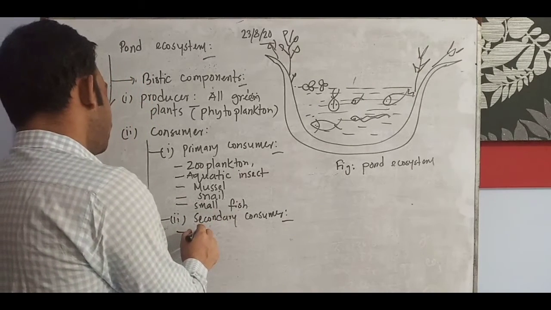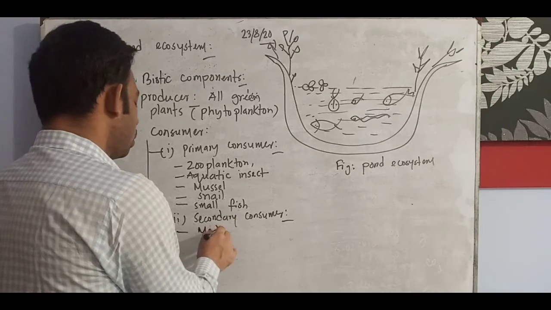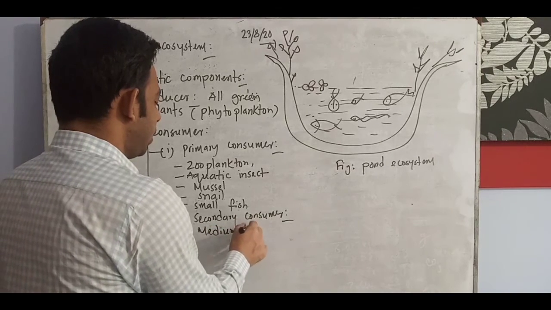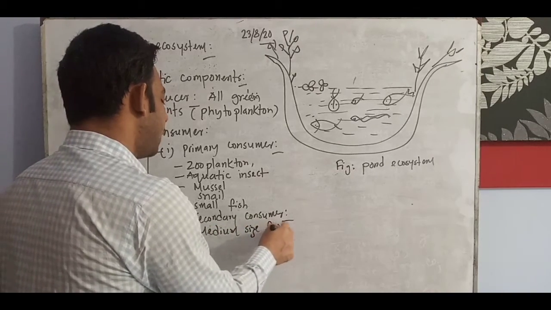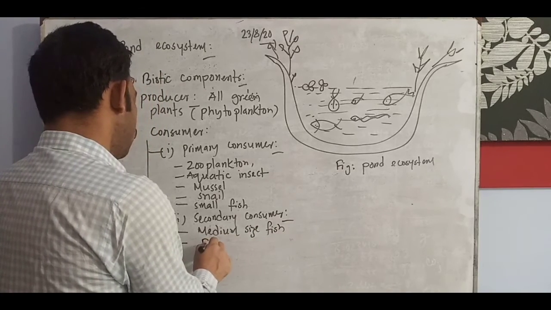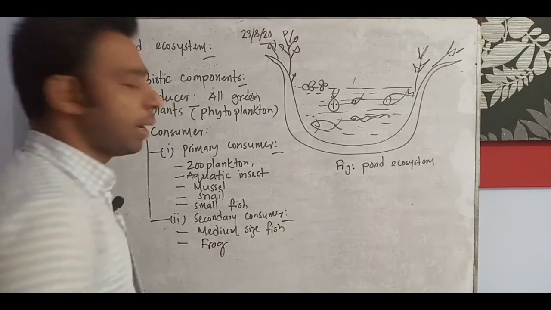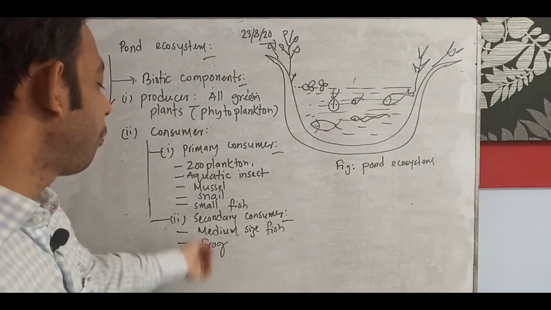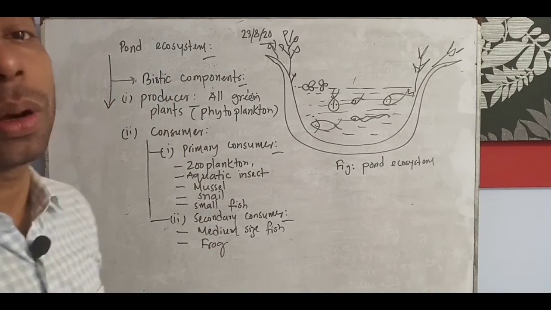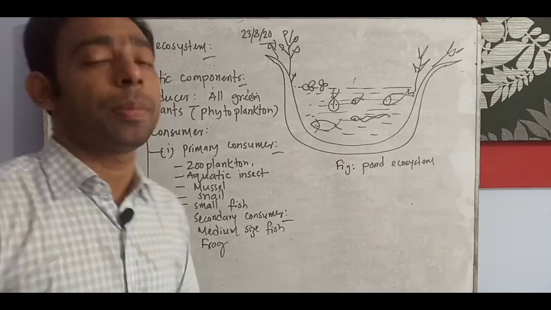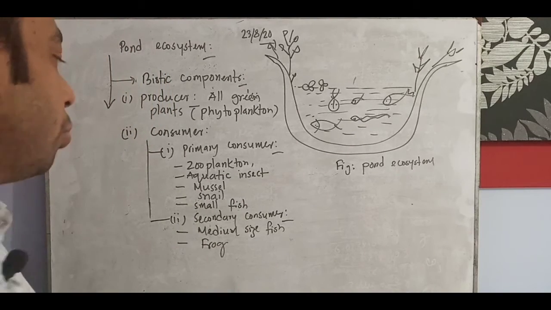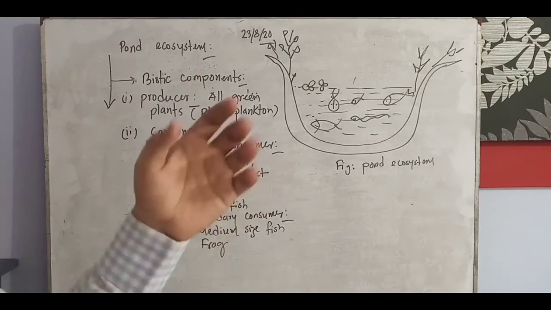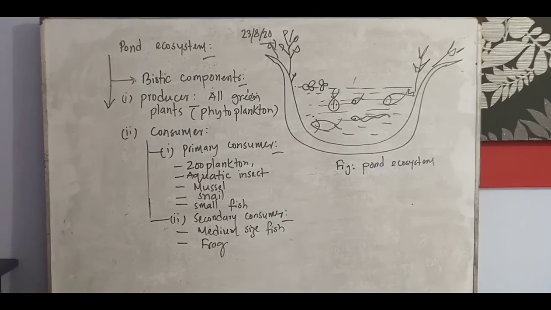You can write the medium-sized fish, and you can see the frog. Okay, these types: many medium-sized fish, you can also write the names of the fish. Frogs directly depend on the primary consumer, so they are termed as the secondary consumer. Okay, secondary consumer. And it is very important to know what types of examples we have given here.